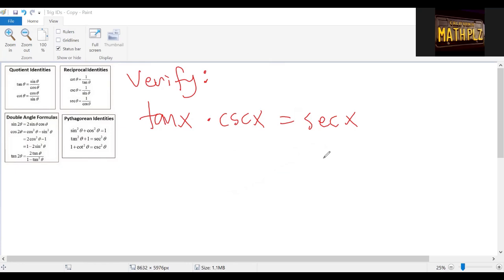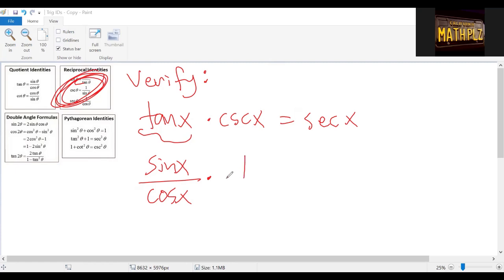So let's begin. How about we change tangent into sine of x over cosine of x? Because in your cheat sheet, that's what it tells you about tangent. Tangent is sine over cosine. Let's keep the multiplication symbol there. Now, what about cosecant? Cosecant, as you see right there in your cheat sheet, is the same as 1 over sine of x. Leave the equal sign and just leave the right-hand side empty. You're only going to change stuff on the left.